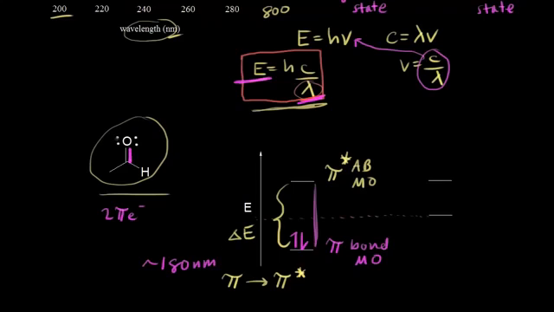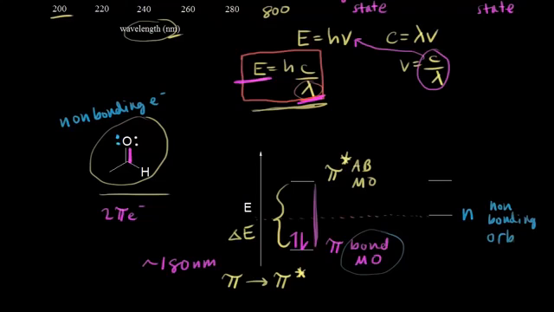Let me highlight a lone pair of electrons here on the oxygen. So we have a lone pair, non-bonding electrons. And non-bonding electrons occupy a non-bonding orbital, which is actually a little bit higher in energy than our bonding molecular orbital. So another possibility, we call this n right here. This is a non-bonding orbital, and we can put some electrons into that orbital. So we put those 2 electrons into the non-bonding orbital, and we can have a different type of transition.